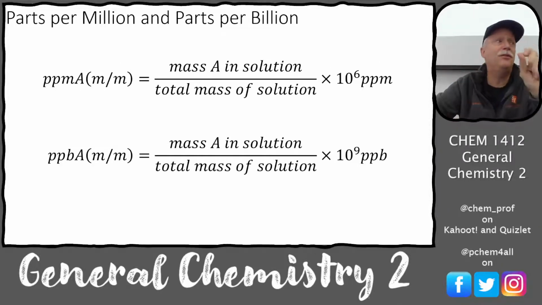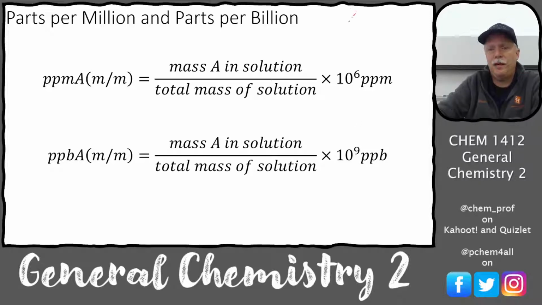If it's a really dilute solution, in other words, you didn't put much mass in at all, you might be working with parts per million of A or parts per billion of A. So that would be the mass of A in total in the solution divided by the total mass, and then times that 10 to the 6th parts per million. Or if you're doing parts per billion, it's times 10 to the 9th parts per billion.